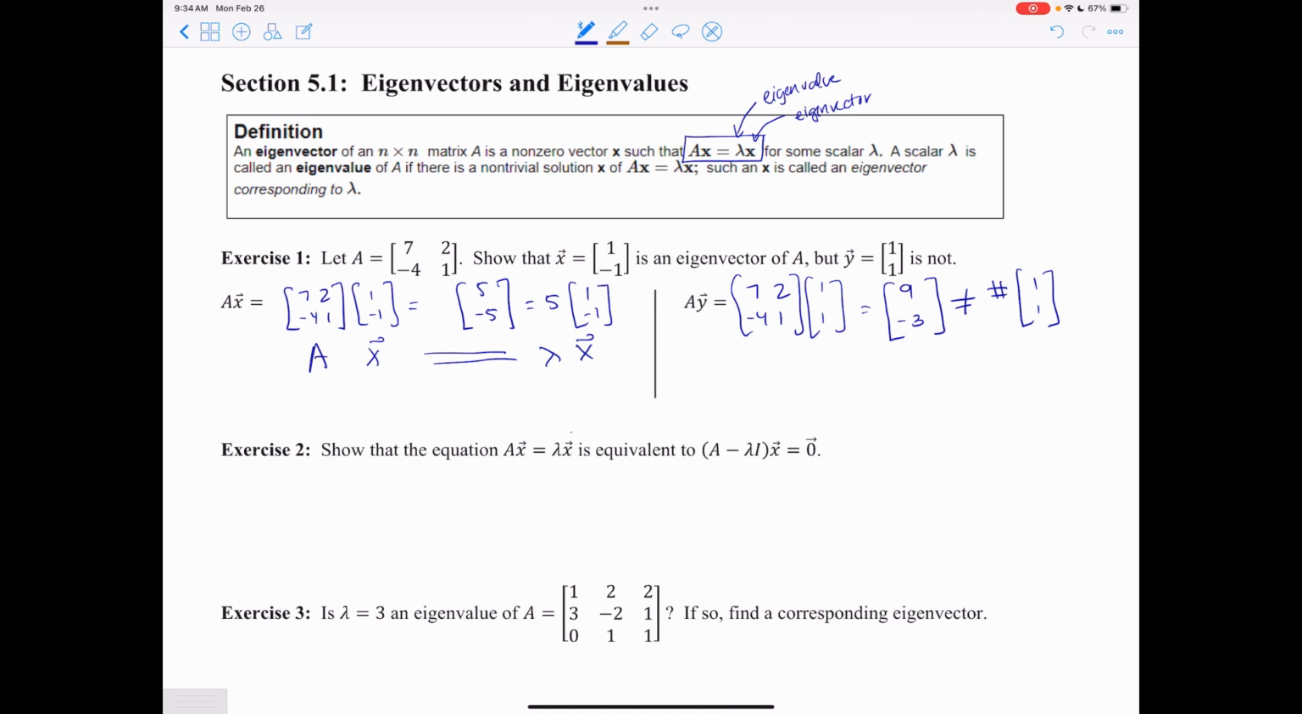Exercise 2 asks us to show that this equation, Ax equals lambda x, is equivalent to (A minus lambda I)x equals 0. So I'm going to start with my Ax equals lambda x, and I'm going to subtract the lambda x from both sides. So I get Ax minus lambda x equals 0. And then I can factor out the x. But because the x is on the right side, it has to stay on the right side. And I'll have A minus lambda. But A is a matrix and lambda is a scalar, so that subtraction does not make sense. So to make it make sense, I do lambda I, and I get that equation, (A minus lambda I)x equals 0. We will be using this a lot to find eigenvalues and eigenvectors.